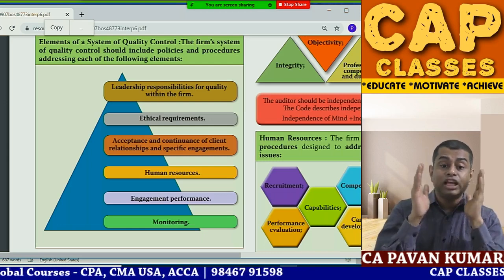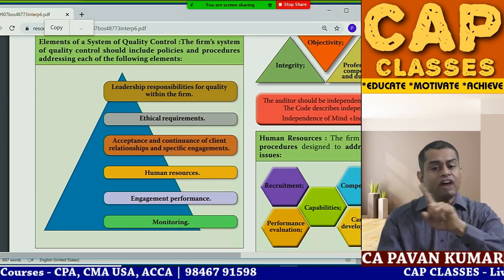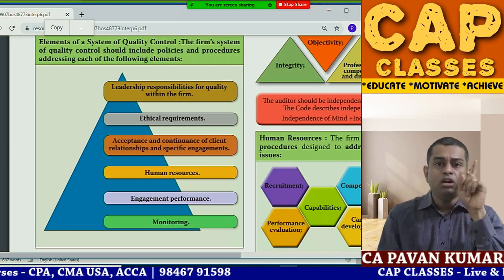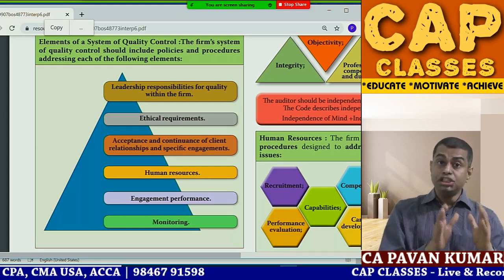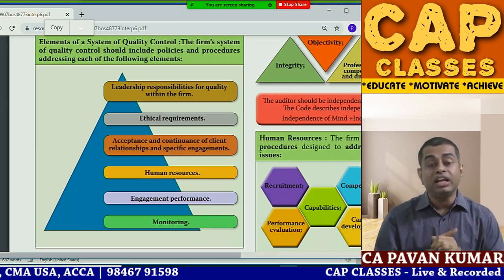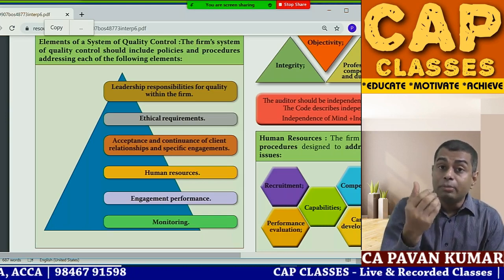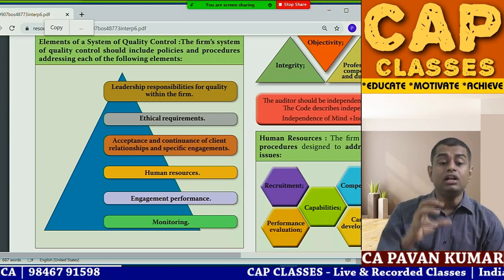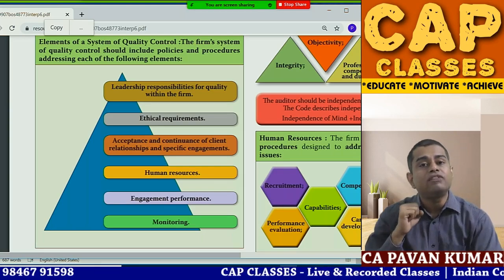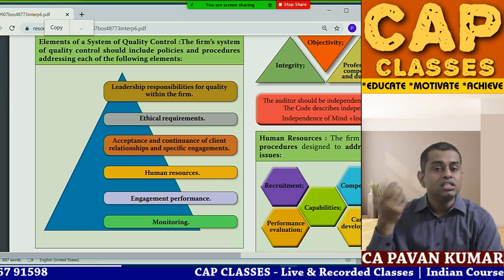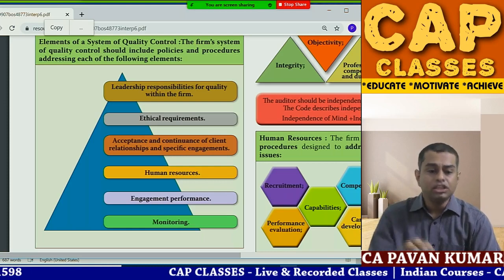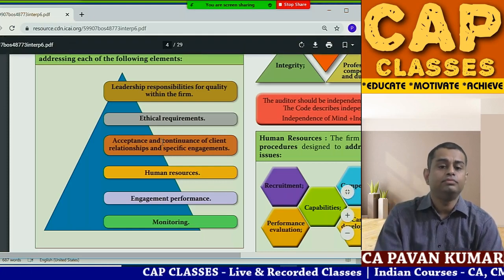This is SQC1. If you observe, I am not discussing anything about any specific assignment. In general, what should be the leadership responsibility? In general, what is the ethical requirement? In general, what is Pavan Kumar and Company's policy to accept audit? In general, what type of policies are they following in human resources, recruitment, promotion, selection, etc.? So these are in general at firm level.